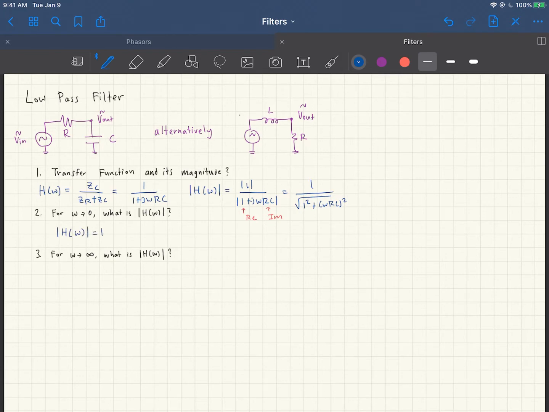For omega going to infinity, what is the magnitude of H of omega? If omega is going to infinity, it's very large, which means omega RC is going to be very large. So the denominator is going to be very large, whereas the numerator is staying the same at 1, which means as omega goes to infinity, H of omega should be close to 0.